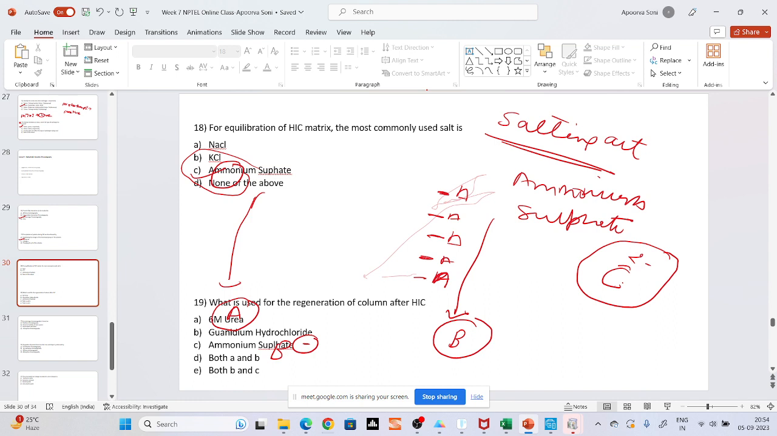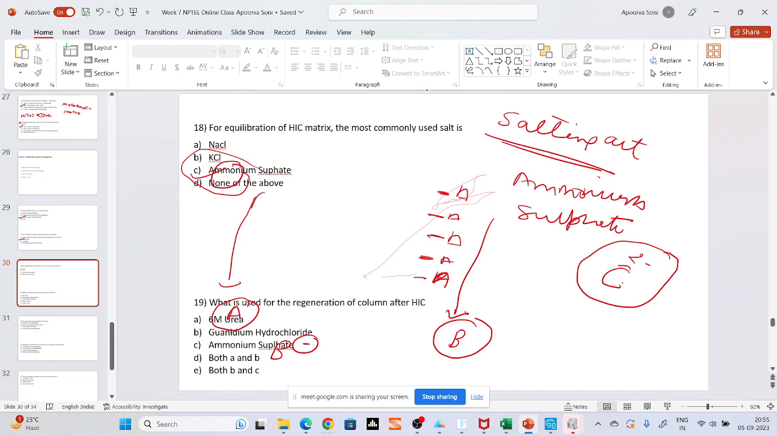Okay, any salt can be used. Even you can use KCl and NaCl. But the problem with KCl and NaCl is that for achieving the same level of precipitation, you have to add even more amount of salt, and that could hamper your protein integrity and your purification. That is why you add ammonium sulfate. Next question: what is used for the regeneration of column after HIC?